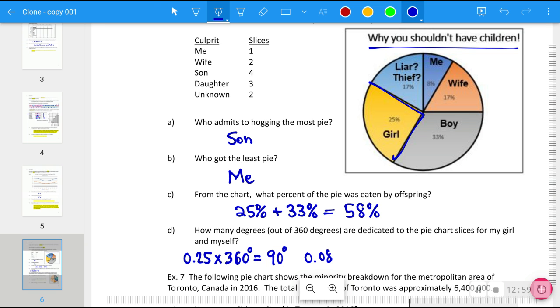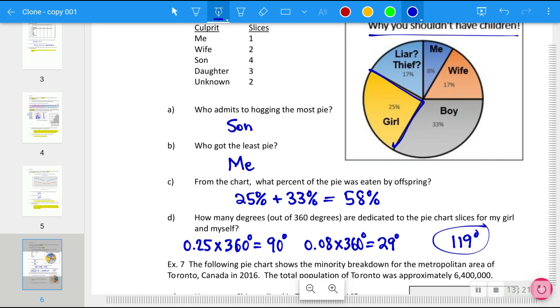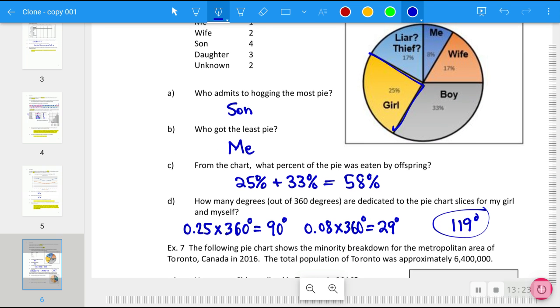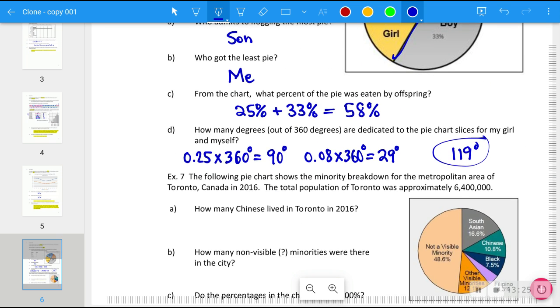And then the calculations for mine would look like 0.08 times 360 degrees in a whole circle. And that turns out to be approximately 29 degrees. And so together here it's 119 degrees. 119 degrees is the number of actual rotation degrees that are dedicated to those 2 slices.